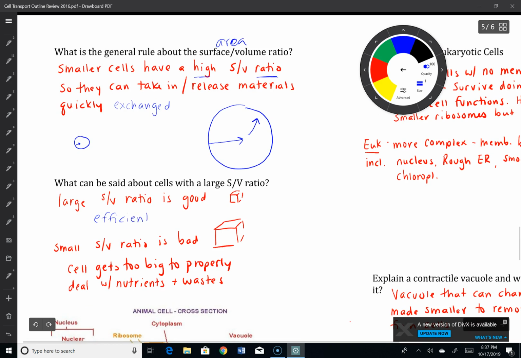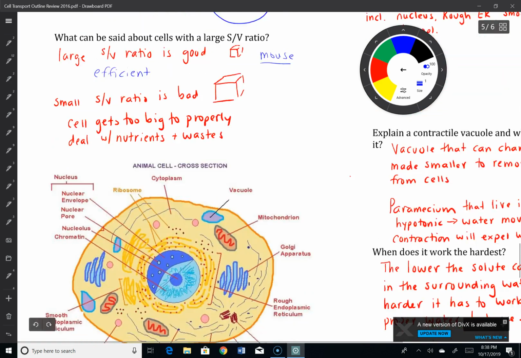Now sometimes, unfortunately, let's say you are a mouse, and we saw this in the lab. If you're a mouse versus an elephant, you're small. And that's great. But if you happen to get stuck in a cold area, you are going to lose heat extremely quickly. So in the case of a mouse, the large surface area to volume ratio, if it gets cold, is not good. But for cells and absorption and all of that within your body, big surface area to volume ratio is good. In essence, small cells.